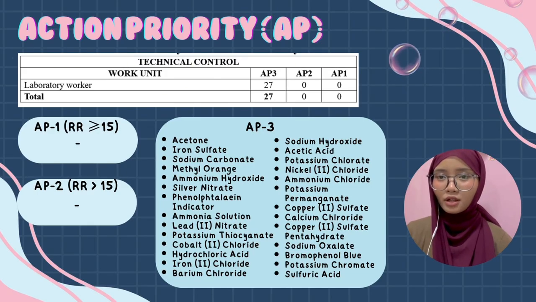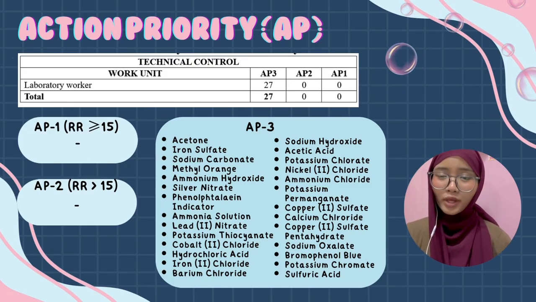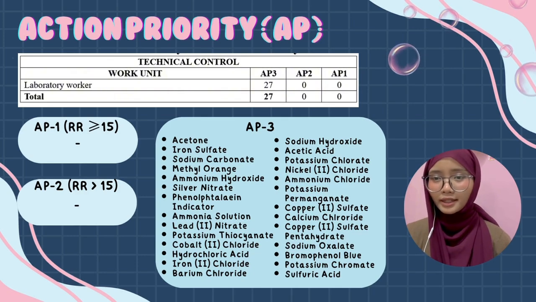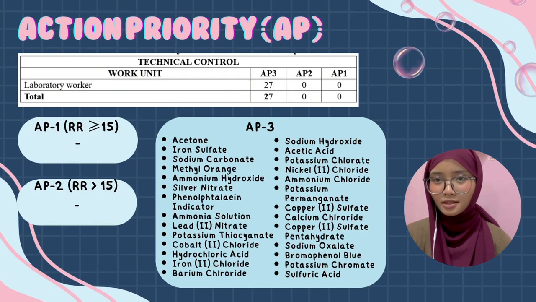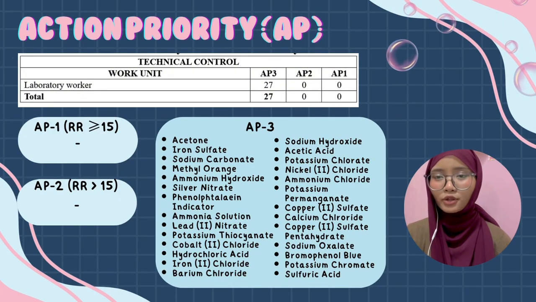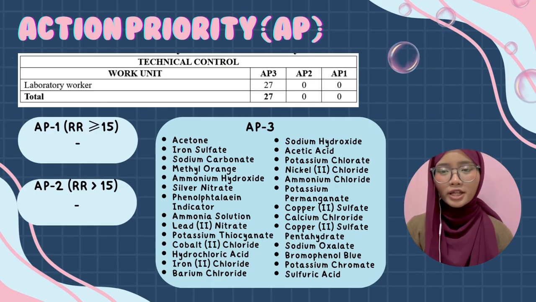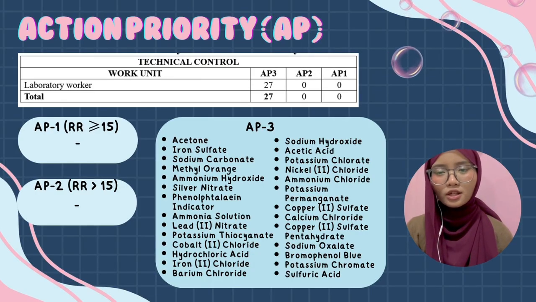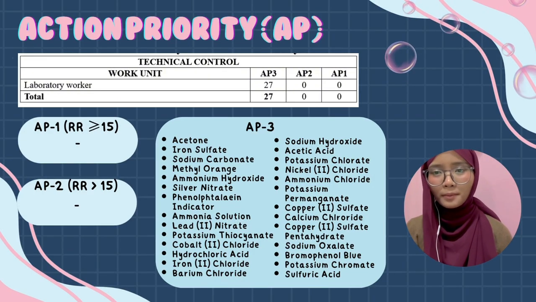Based on our assessment of the laboratory worker work unit, we evaluated a total of 31 chemical items. Out of these, 4 items are classified as non-hazardous, leaving 27 items identified as hazardous chemicals. Currently, all 27 hazardous items fall strictly under Action Priority 3, with 0 item categorized under Action Priority 1 or Action Priority 2. The list of Action Priority 3 chemicals includes common laboratory reagents such as acetone, hydrochloric acid, magic compound, and sulfuric acid as shown on the slide.